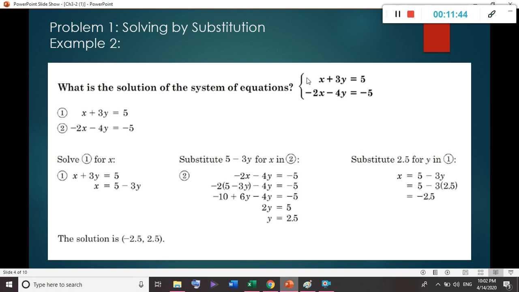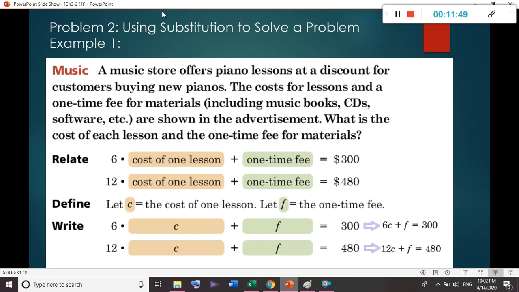If I gave you a direct question, you would solve the system directly. But if I gave you a word problem, you're going to make an algebraic expression, then solve it. So we're going to make a system, then we're going to solve the system. Let's start with this example here. A music store offers piano lessons at a discount for customers buying new pianos. The cost for the lessons and a one-time fee for material, including music books, CDs, software, etc., are shown in the advertisement. What is the cost of each lesson and the one-time fee for the material?